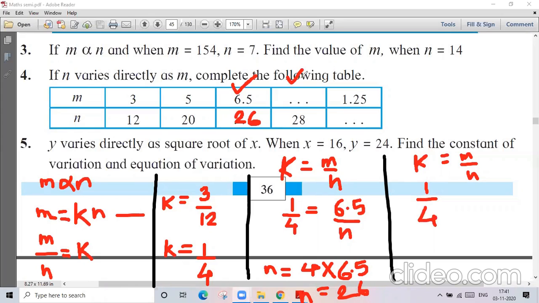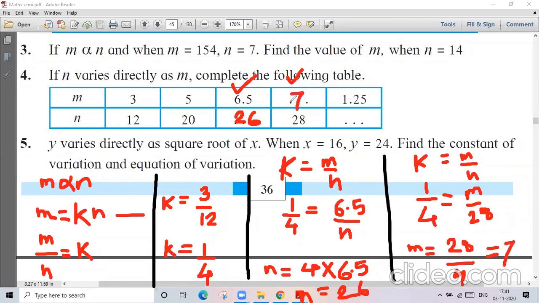Yes. Good. And here we have to find out M. And n is what? N is 28. Therefore, M is equal to 28 divided by 4. M is equal to what? 28 divided by 4. That is 7. So M is equal to 28 divided by 4, and your answer is 7. The answer is 7. Right.